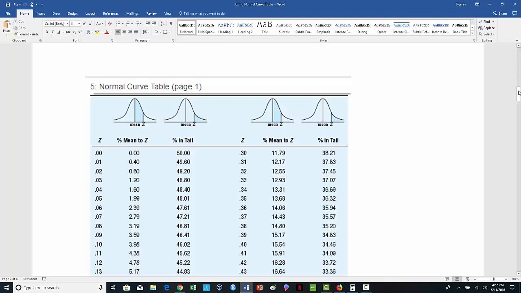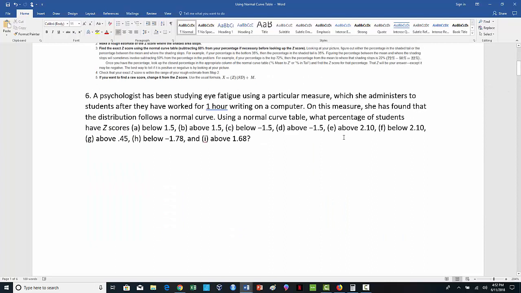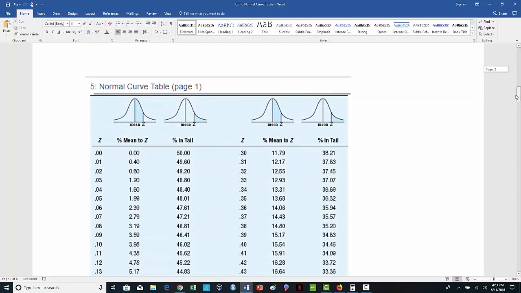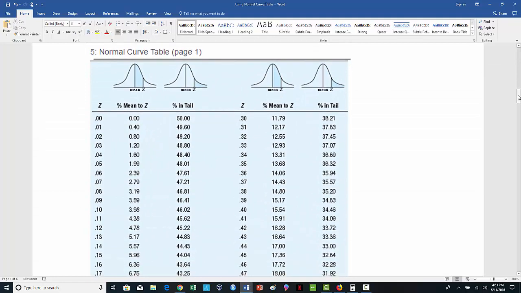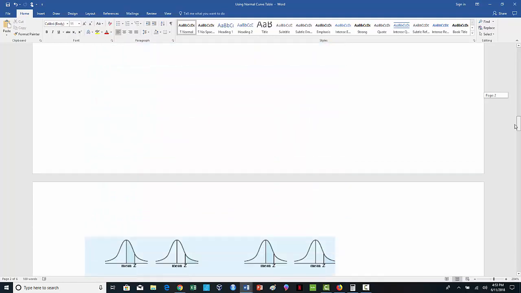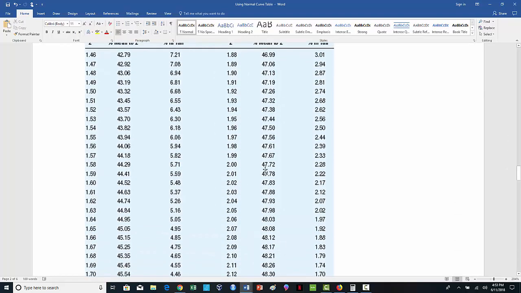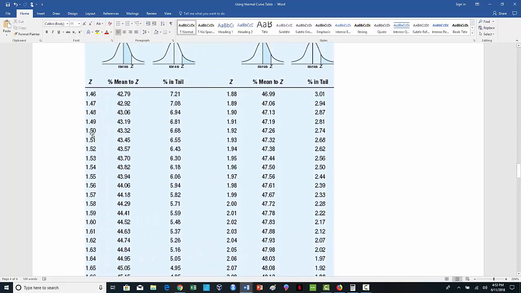So let's go back just to remind ourselves of the problem. It says, on this measure of eye fatigue, she's found that the distribution follows a normal curve. Use the normal curve table to find out what percentage of students have z-scores below a z-score of 1.5. So the first thing we need to do in this problem, if we're using the normal curve table, is find the z-score of 1.5. So I'm going to scroll all the way down, and here's a z-score of 1.5.